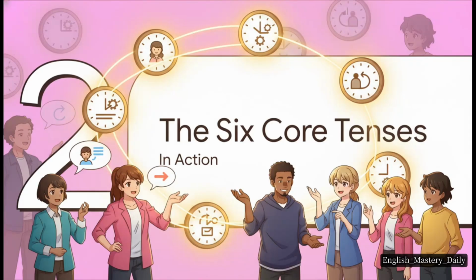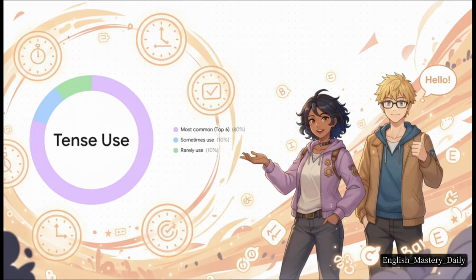Now, here's where it gets really interesting. While there are 12 tenses, you absolutely do not need to master all of them at once. In fact, most native speakers really only use about 6 of them for something like 80% of all daily communication. This chart really says it all. A whopping 80% of the time, you're going to be using those most common tenses. So what's the takeaway here? It's that if we just focus on mastering those core 6 first, you can become fluent way faster. So let's take a look at them.